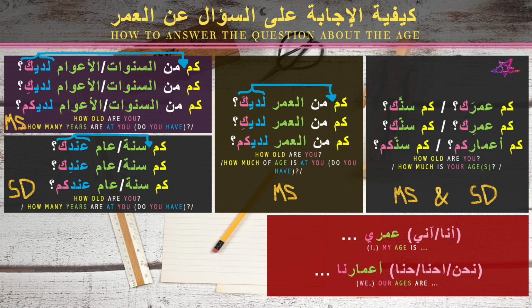أنا عمري, for example, 38 سنة or 38 عام. In some spoken dialects, you can say أني عمري 38 عام or 38 سنة. This is the first example.